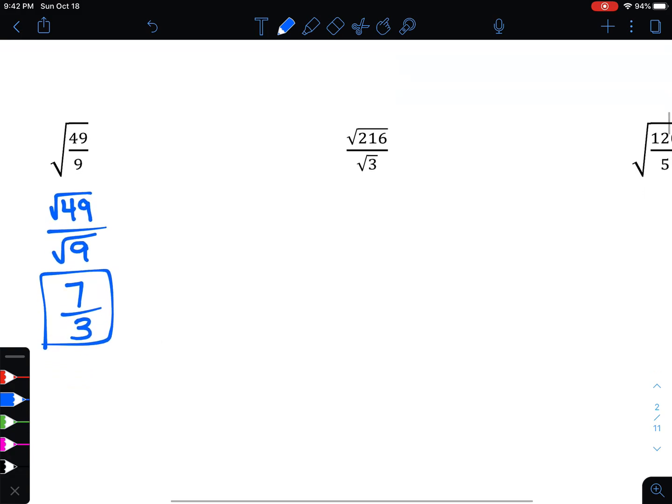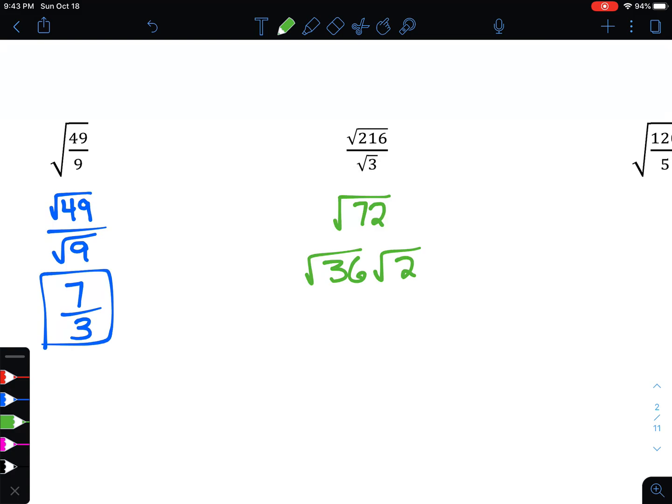All right, for this next example, we're going to take the square root of 216 divided by the square root of 3. So starting off, we're going to take 216 and divide that by 3, which ends up being 72. So we'll rewrite that as the square root of 72. And then we'll go ahead and simplify that. So 72 is divisible by 36.